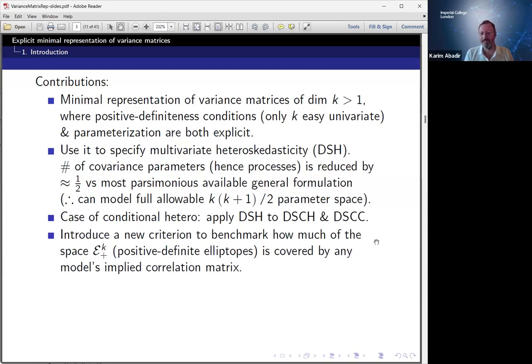We introduce a new criterion because we want to be able to say how much any model covers the maximum allowable. And the maximum allowable turns out to be a space that is called elliptopes that are positive definite of dimension k. So that's the k. E is for elliptopes, and the plus is positive definite. The notation varies. So in some cases, you find double plus to stress that it's positive definite rather than semi-definite. But I use different notation for positive semi-definite, 0 and plus as a subscript if it's positive semi-definite.